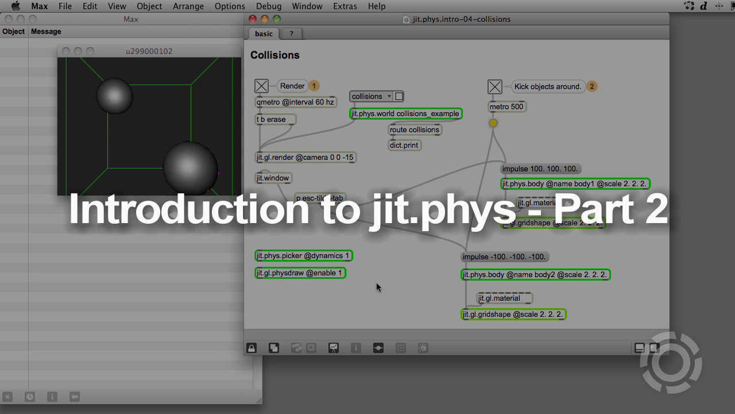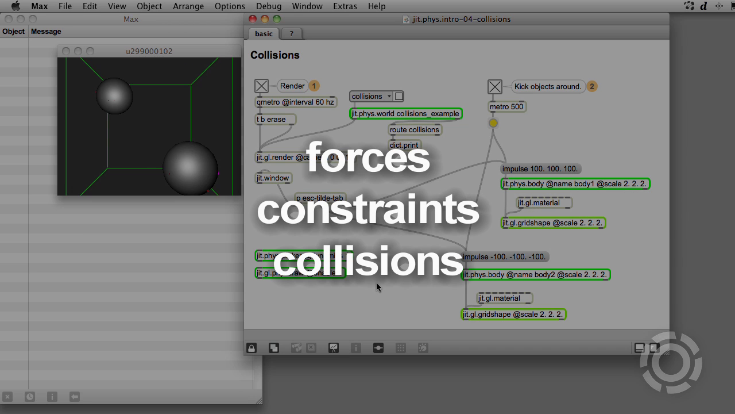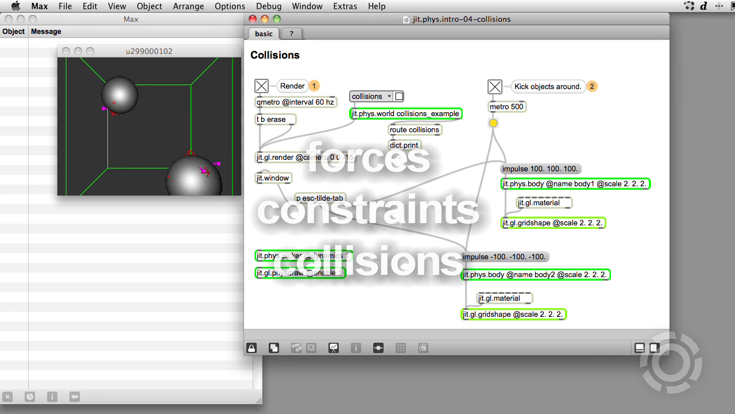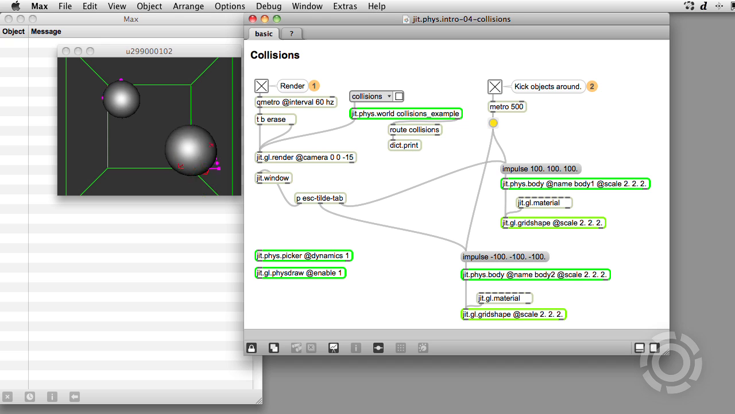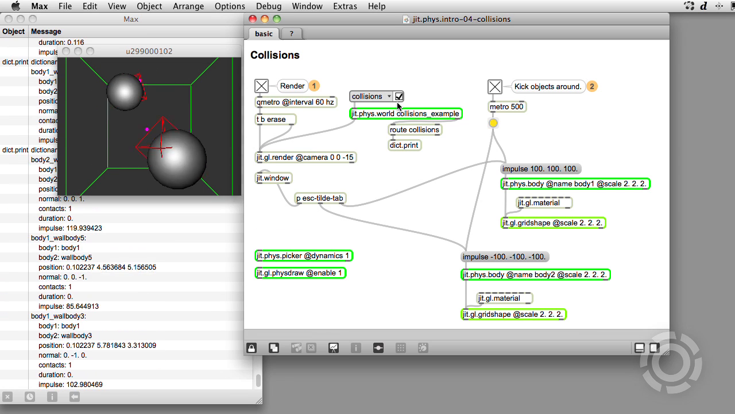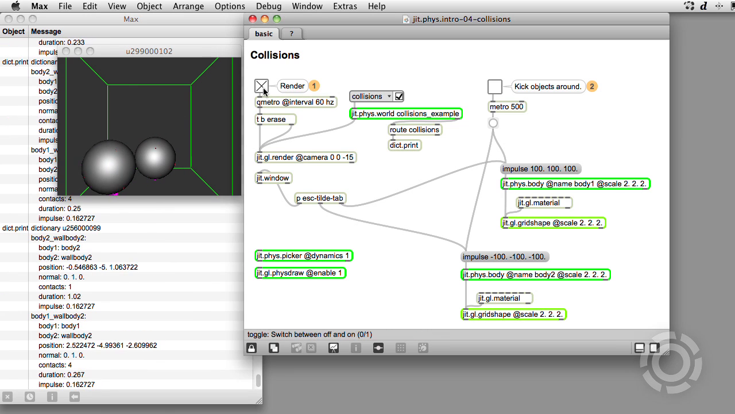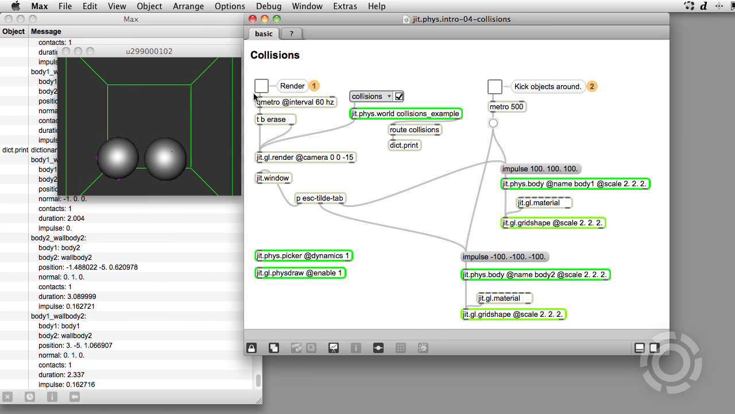In our previous video, we talked about forces, constraints, and collisions. Actually, the idea of collision is involved in all three, and it works a little differently from our usual way of thinking about it. All the details are available if we enable the collisions attribute on our jit.phys.world and filter the dump outlet using root collisions. The result? A max dictionary, a complex type of message, is output for each render, and each dictionary contains a subdictionary for each collision, which we can post in the max window using dict.print.